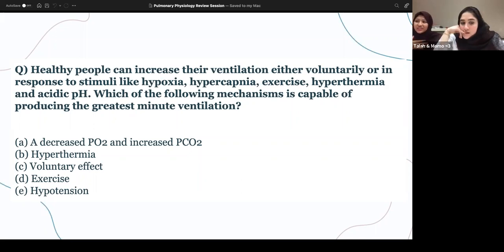Voluntary means like someone asked, right? What does that mean? It just means you're choosing to breathe in faster. It's not caused by exercise or something else. You're choosing to hyperventilate or hypoventilate. So you're forcing it yourself. Is everything clear?